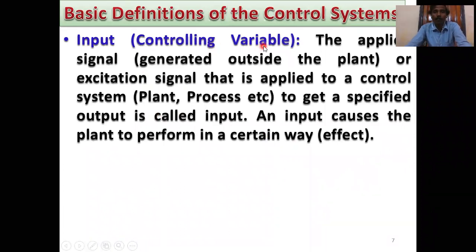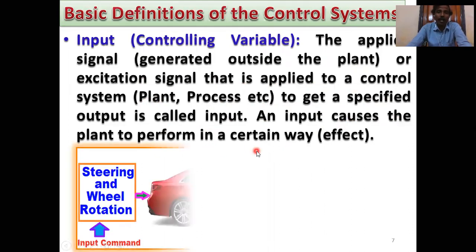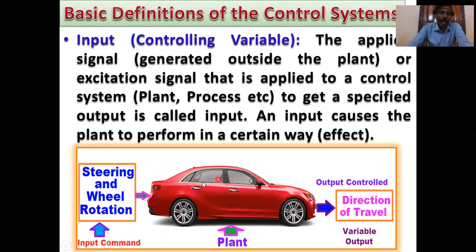Input or controlling variable: the applied signal generated outside the plant, or exciting signal, that is applied to a control system, that means plant, process, etc., to get a specified output, is called input. Input causes the plant to perform in a certain way. This is the effect. So this is the example.